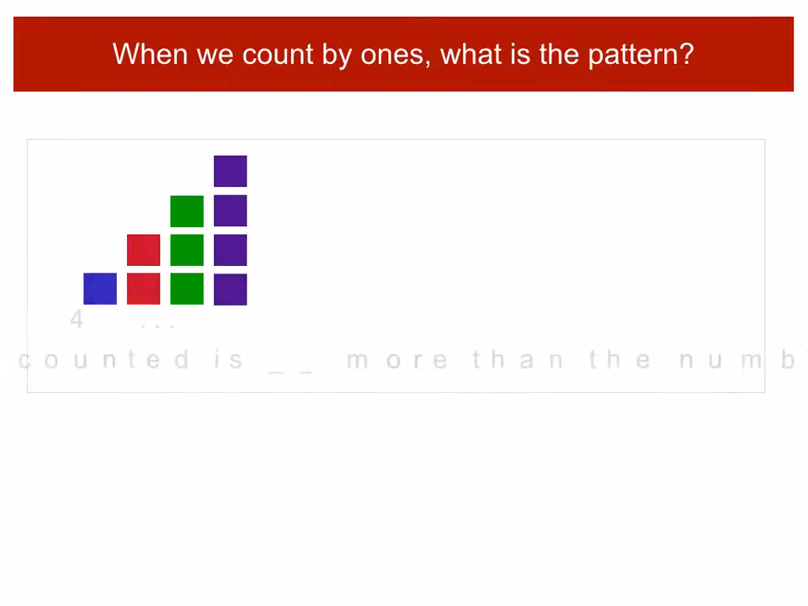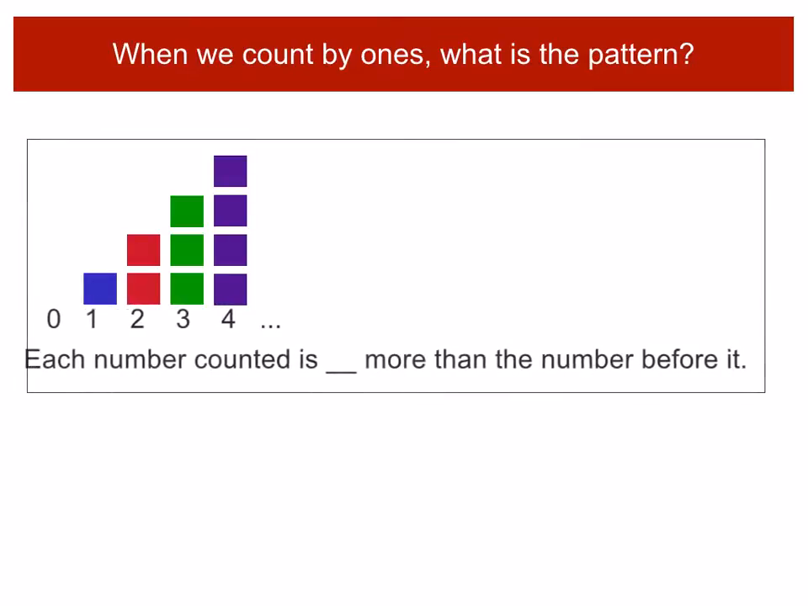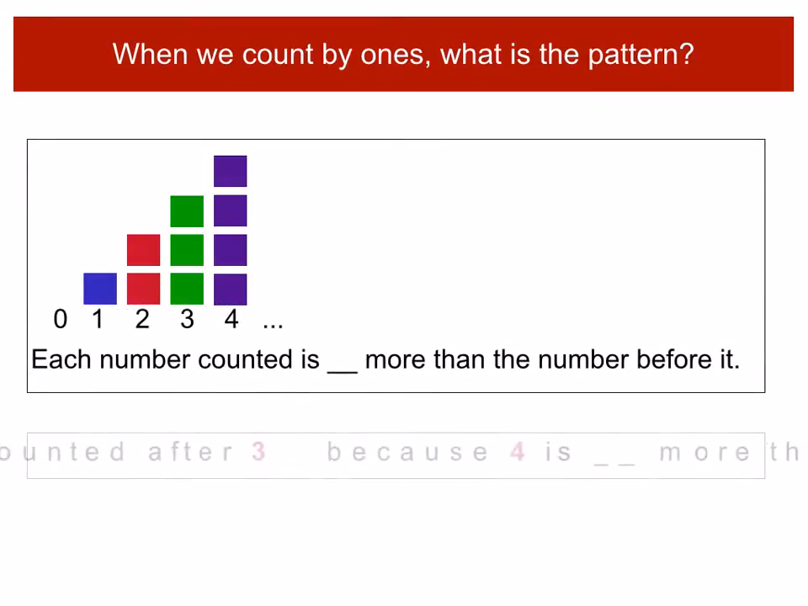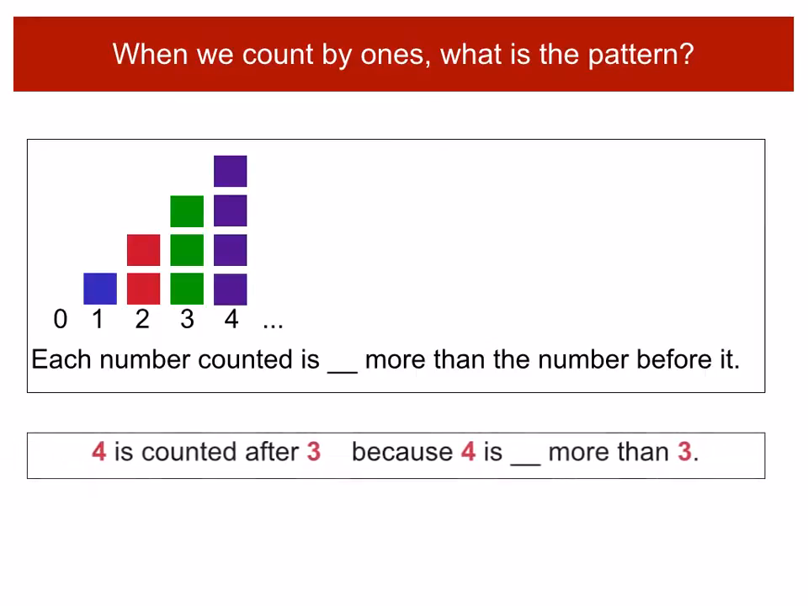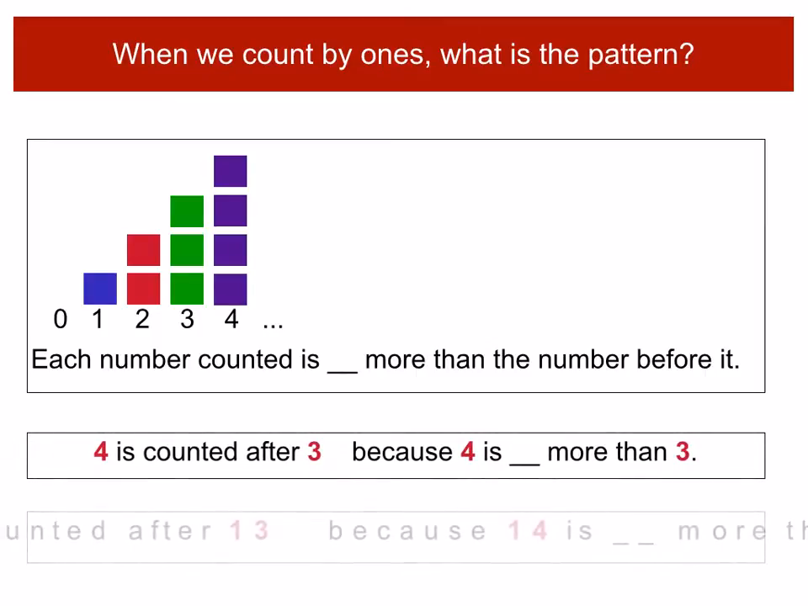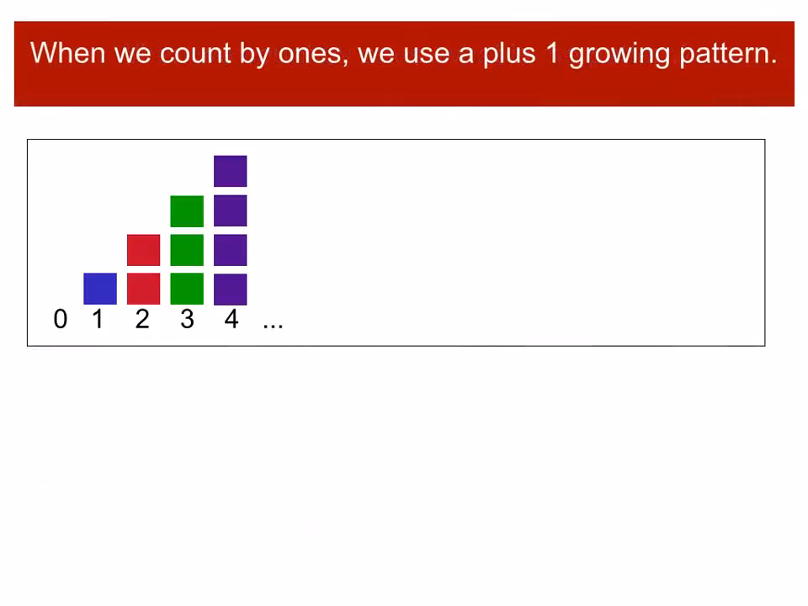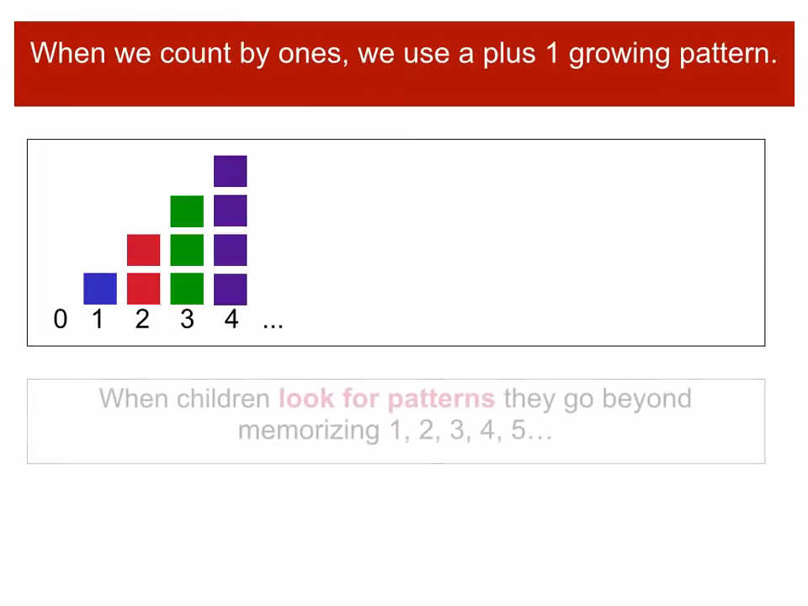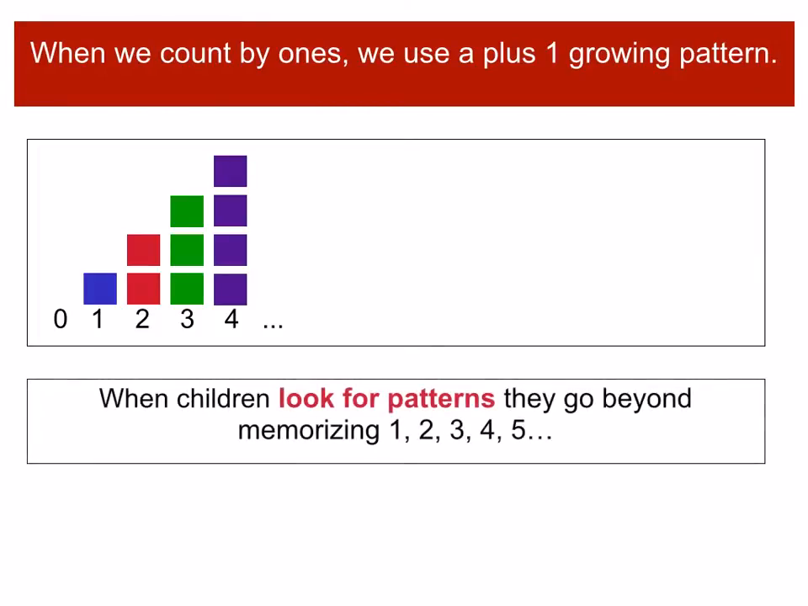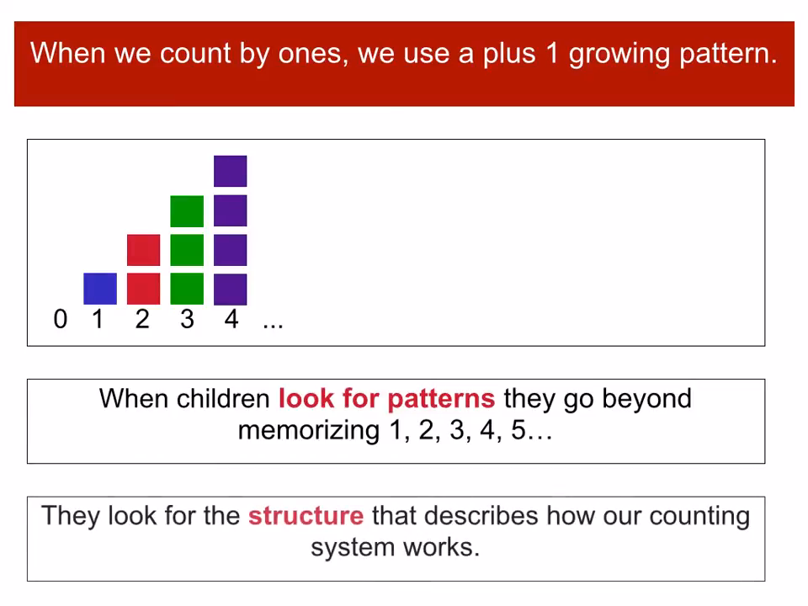When we count by ones, what's the pattern? Well, each number counted is one more: 4 is counted after 3 because 4 is one more, and 14 is counted after 13 because 14 is one more. So this is a plus one growing pattern. And when children look for patterns, they go beyond memorizing. They look for the structures that describe how the counting system works.